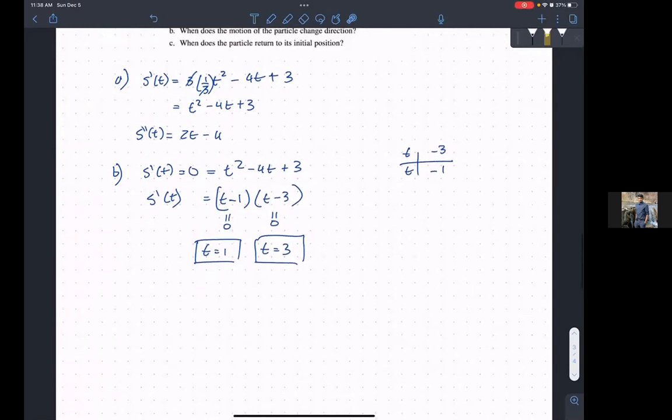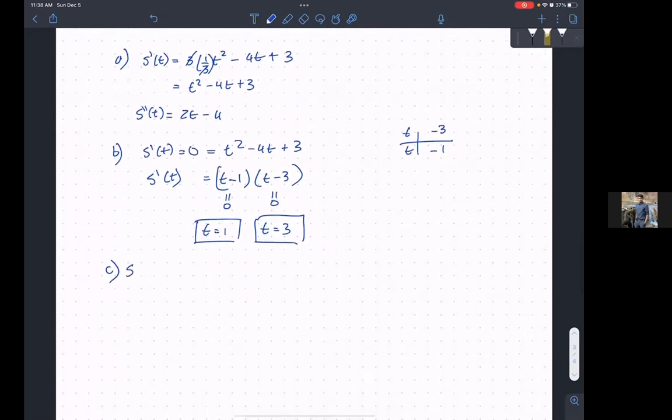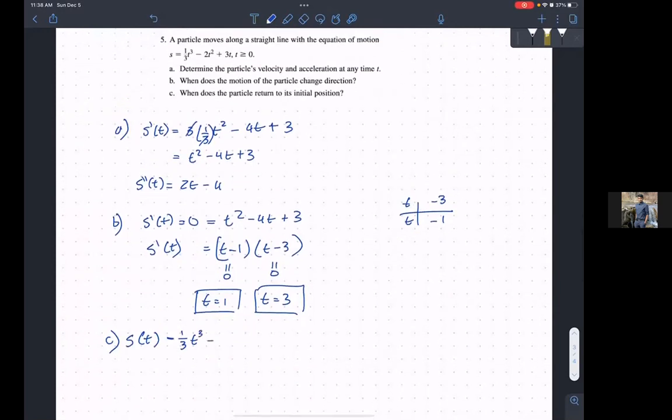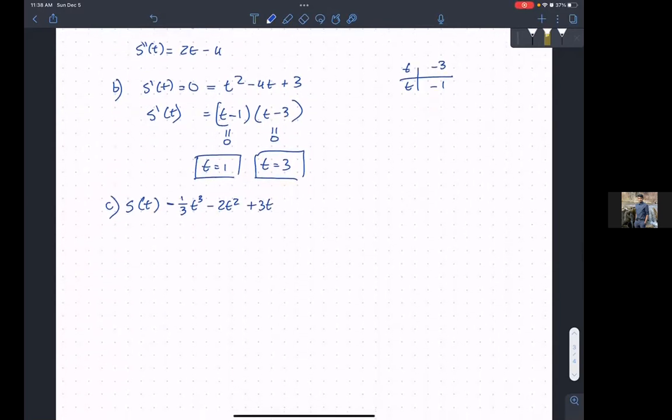When does the particle return to its initial position? So we just take our original position function, s of t equals 1 over 3 t cubed minus 2 t squared plus 3 t. When we sub in 0, the initial position, we get 0, right? So when does it become 0 again is basically what it's asking. So 0 equals 1 over 3 t cubed minus 2 t squared plus 3 t.